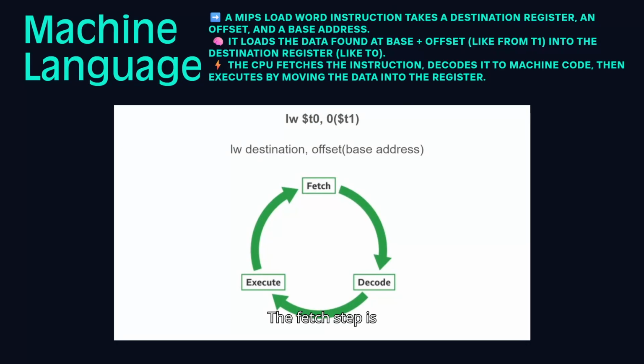The fetch step is when you input the command. The decode is when it takes it and transfers it into machine language which it can understand. Then when it executes, it would do what I said earlier: put the information located at T1 into T0.